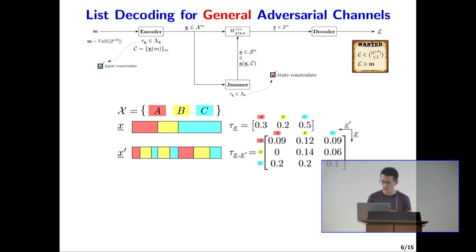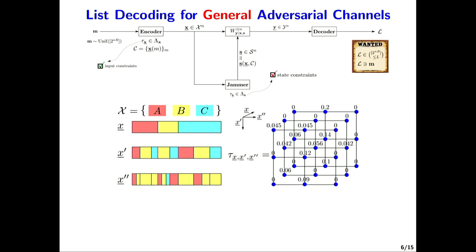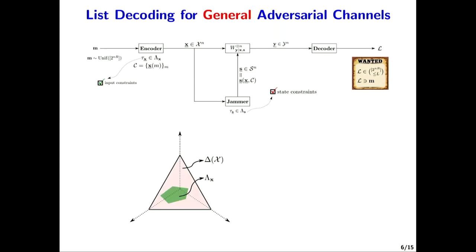So how many fractions of AA are there in x and x prime? How many fractions of AB are there in x and x prime? And so on. So in general, if you have L vectors, the joint type of them is going to be an L tensor, right? So now the way I impose constraints onto the input of the channel is going to be defined as the following.